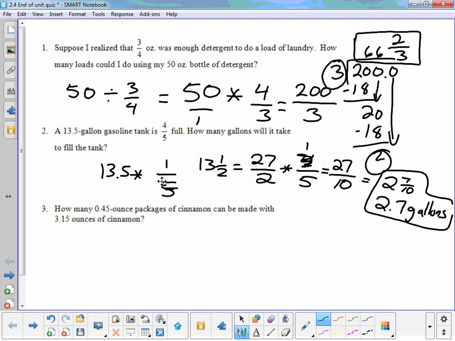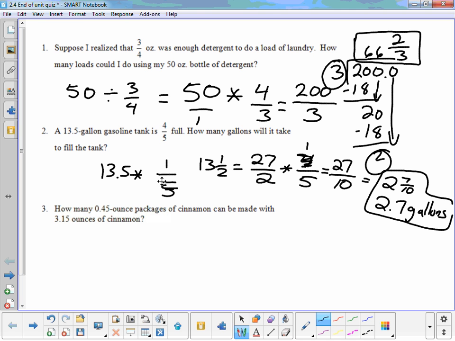And all sorts of errors. Some kids multiplied by 4/5, in which case that said how much gas we have, not how much gas we need. If you did find 4/5, all you need to do is take that amount and subtract it. Take 13.5 and subtract what 4/5 is, and you will get exactly 2.7.